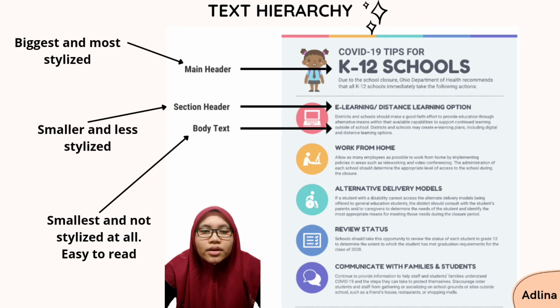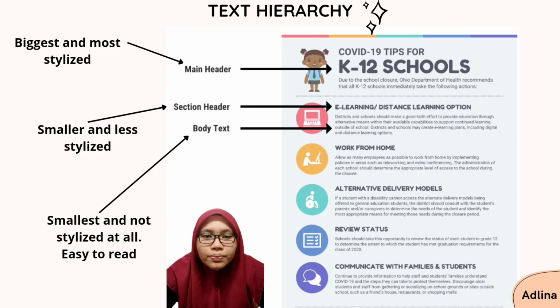Create a clear text hierarchy with 3 different font styles. One for the main heading, one for section headings, and one for body text. Main header font should be the biggest and can be the most stylish. Section header should be a bit smaller and less stylish, but it should stand out on the page. Finally, the font for the body text should be smallest and not stylish at all. It needs to be as easy to read as possible.